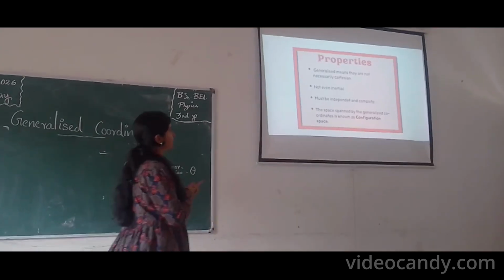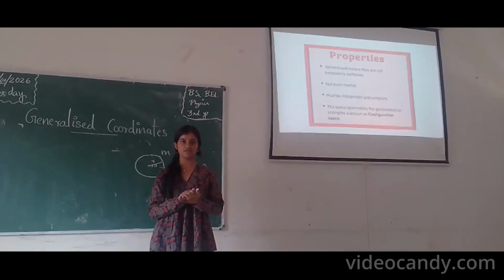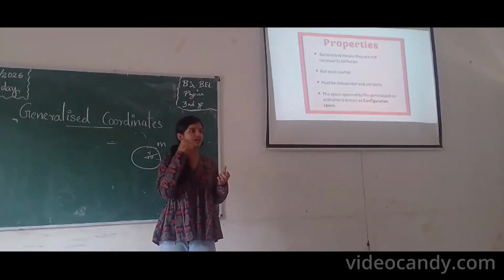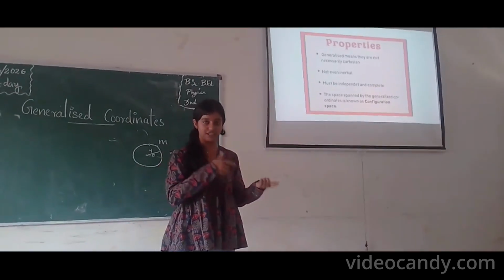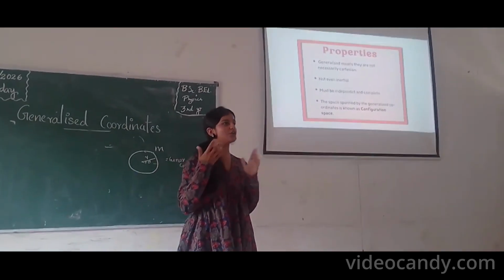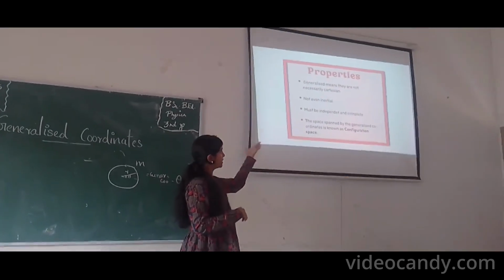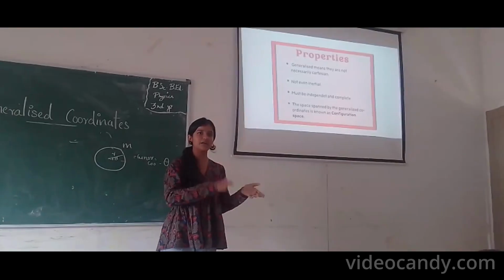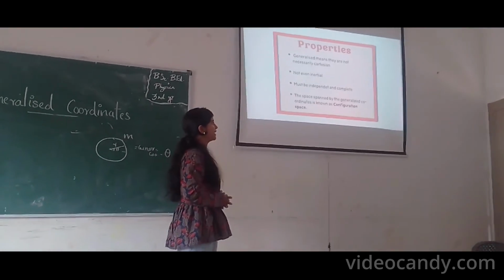And the second one is that they are not even necessarily inertial. What do you mean by inertial? A body which obeys Newton's first law of motion is called inertial, and one which does not obey Newton's first law is known as non-inertial. So it is not only in inertial frames; it can also be in non-inertial frames. And the third one is that they must be independent and complete.